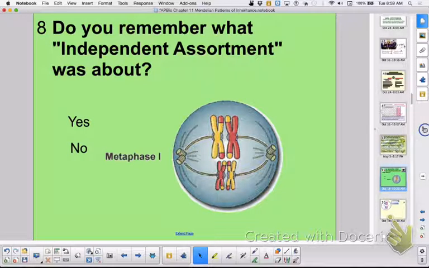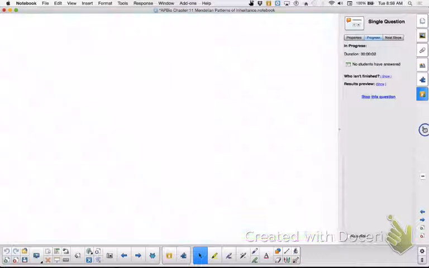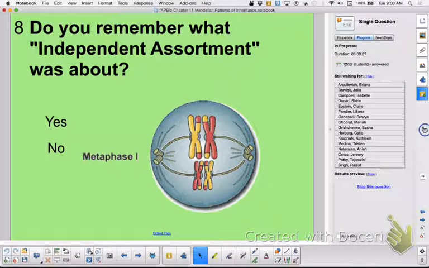All right, so we are picking up in our notes. We're talking about Mendelian patterns of inheritance, and we're going to talk about dihybrid crosses right now. Do you remember what independent assortment is about? Yes or no? I'm guessing yes.